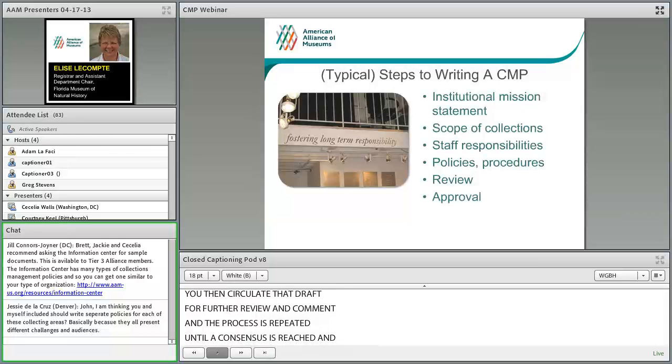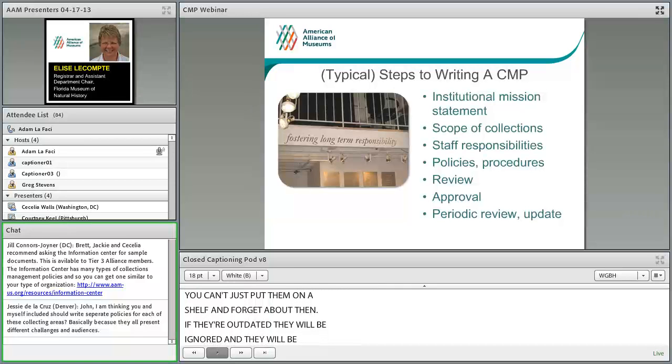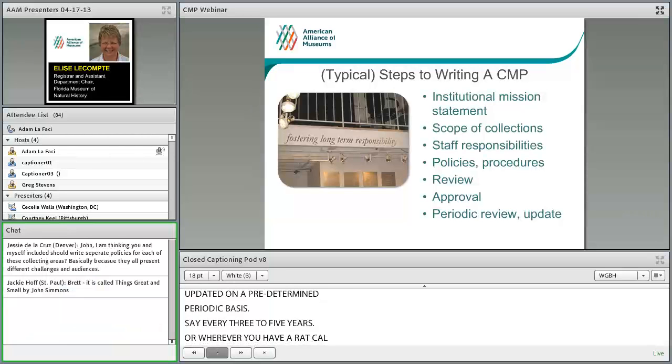One thing I'd like to point out is, and we discussed a little bit ago, that collections policies are living documents. They cannot be stagnant. You can't just put them on a shelf and forget about them. If they're outdated, they will be ignored and they will be useless. They should be reviewed and updated on a predetermined periodic basis, say every 3 to 5 years, or whenever you have a radical change, like a renovation, a construction of a new facility, even if that event falls before the time of the regular update.